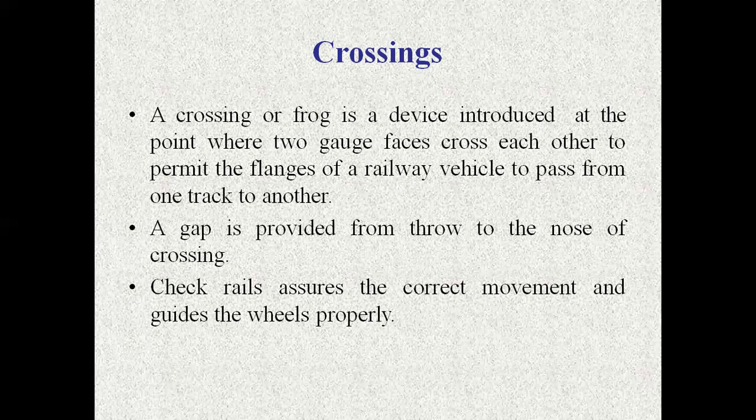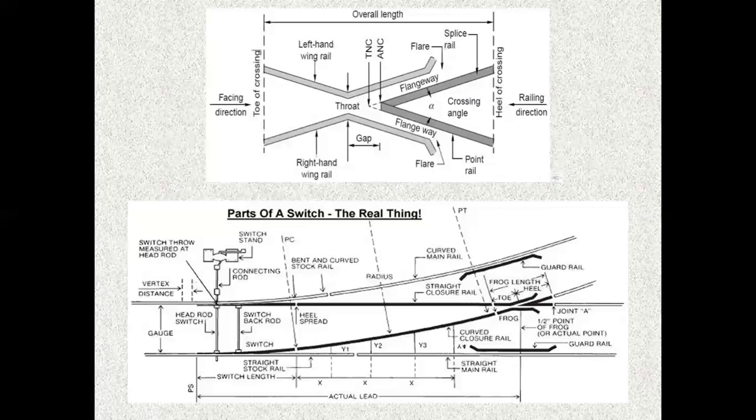Previously, we have discussed that these check rails maintain the flanges of the wheel in a particular position and guide the wheel properly in the direction in which the locomotive is moving forward.